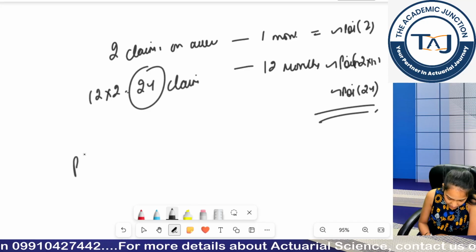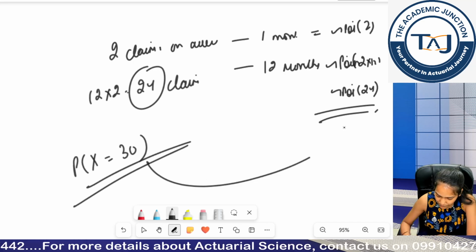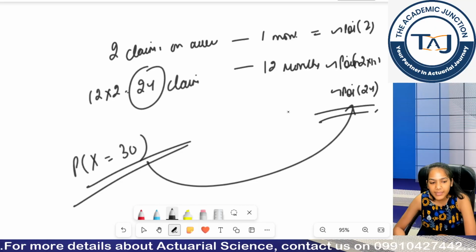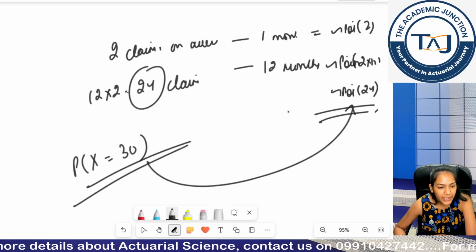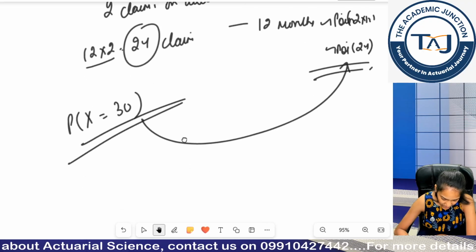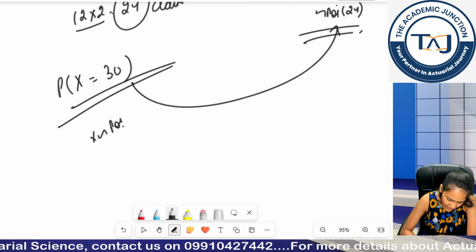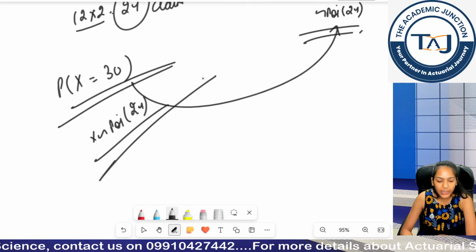Now you have to calculate the probability of getting 30 claims in a year. You will be using this. If I were asked how many claims I would get in half a year, I would multiply by 6. So find out the value of probability X is equal to 30, where X follows Poisson 24. Quickly give me the answer.